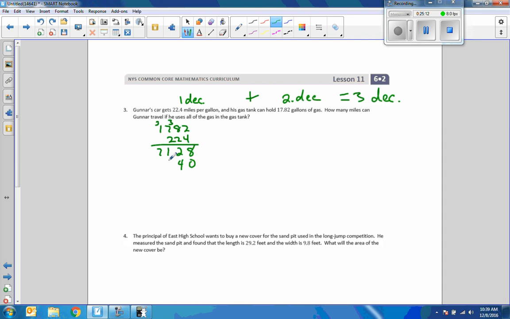0, 4, 16, carry the 1. 14 and 1, 15, carry the 1. 2 times 1 plus 1. 2 zeros. 2 times 2 is 4. 2 times 8 is 16. 2 times 7, carry the 1. 14 plus 1 is 15, carry the 1. 2 plus 1 is 3.